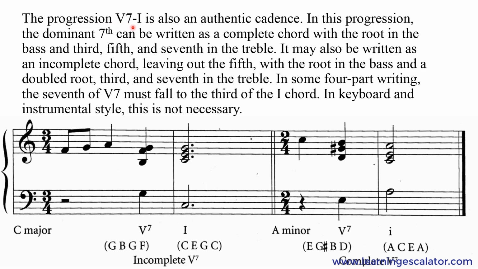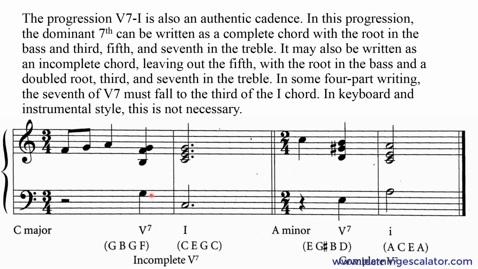Progression dominant 7th to tonic is also an authentic cadence. In this progression, the dominant 7th can be written as a complete chord with the root in the bass clef, and 3rd, 5th, and 7th in the treble. It may also be written as an incomplete chord, leaving out the 5th, with the root in the bass and a doubled root, 3rd and 7th in the treble. In some 4-part writing, the 7th of the dominant 7th must fall to the 3rd of the tonic chord. In keyboard and instrumental style, this is not necessary.